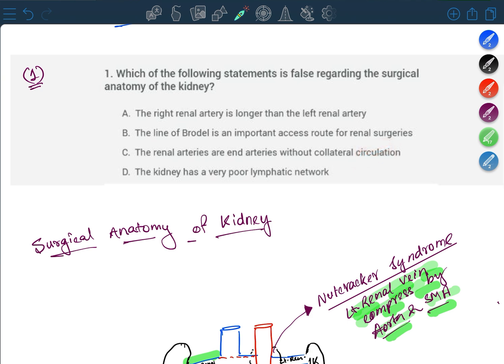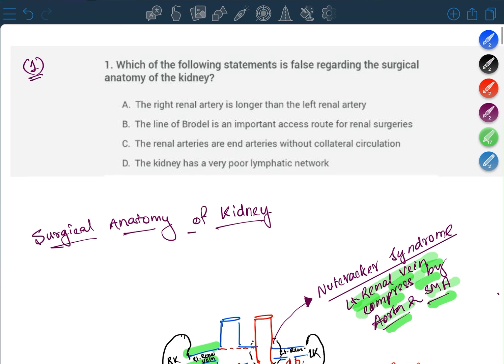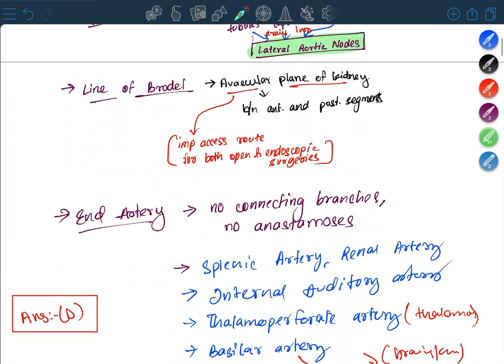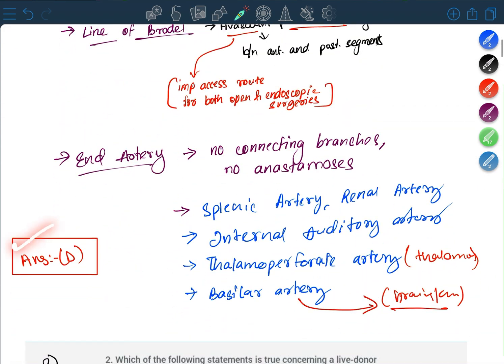Renal artery, splenic artery, thalamoperforate artery, and artery to brainstem, basilar artery. The kidney has very poor lymphatic network. No, this is the wrong answer. They have three lymphatic plexuses that supply it and they drain to lateral aortic nodes. So this should be the answer. This is the false statement. So, answer D.